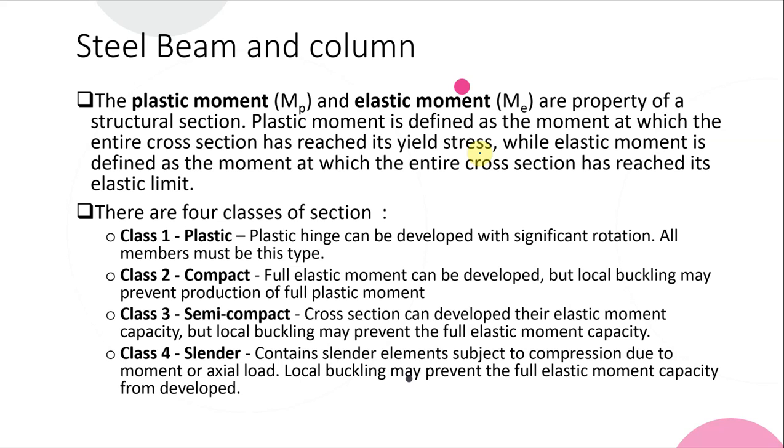So kalau you masih ingat, I pernah explain dalam chapter 1 part 2 pasal elastic and plastic. So kalau tak ingat kena refer balik that graph. So that graph tu sebenarnya bagi you idea sikit what is elastic and plastic ni. Which plastic moment is defined while elastic moment is defined as the moment at which the entire cross section has reached its elastic limit. Okay, apa maksud elastic limit?